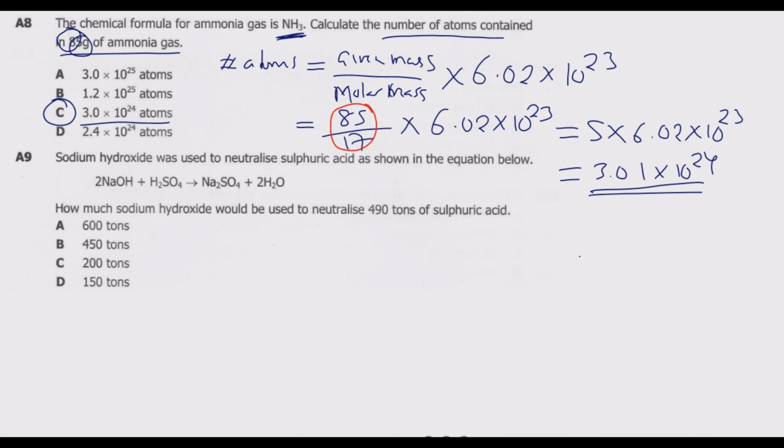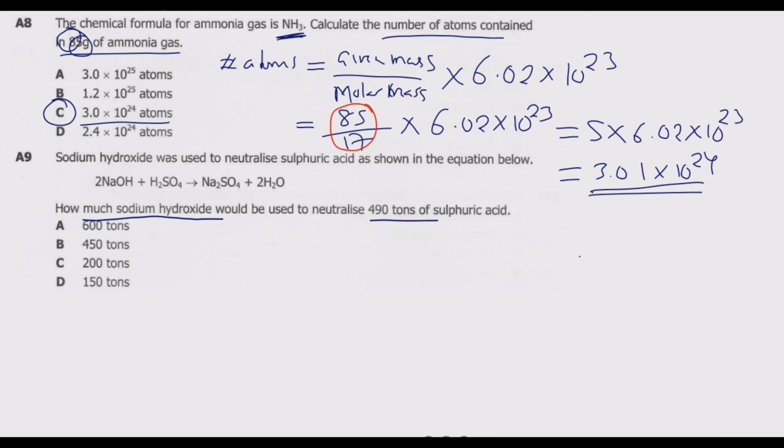How much sodium hydroxide would be used to neutralize 490 tons of sulfuric acid? So the question is asking us to find the amount of sodium hydroxide that would be used with 490 tons of sulfuric acid. So the first step is to ensure that the equation is balanced.